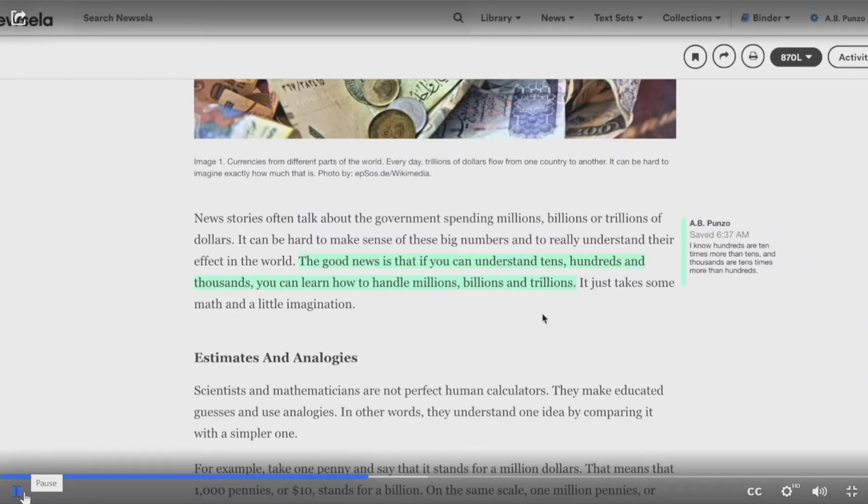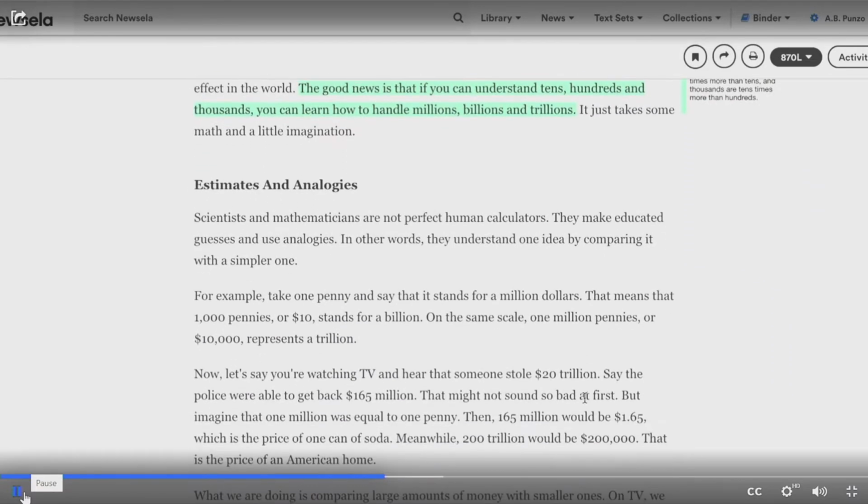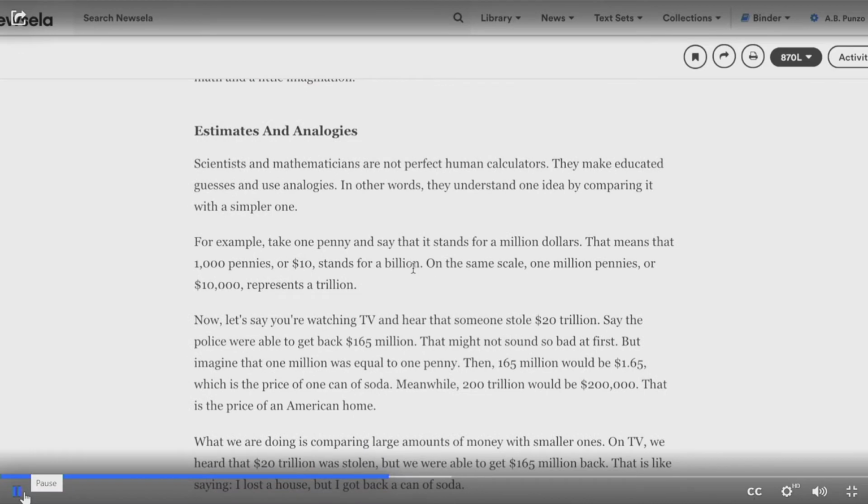One of these sentences could definitely represent the main idea. I'm going to keep reading to help me decide which might be most important. Here it says scientists and mathematicians often understand one idea by comparing it to a simpler one. If we hear on the news that someone stole $20 trillion, but the police got back $165 million, it might be hard to understand if that's good or bad. If we simplify the math, imagine $1 million.